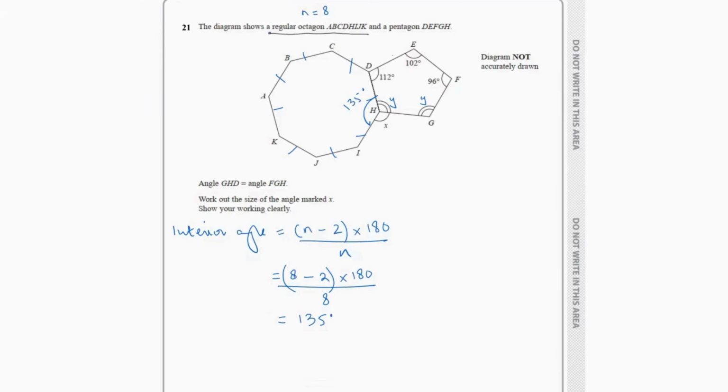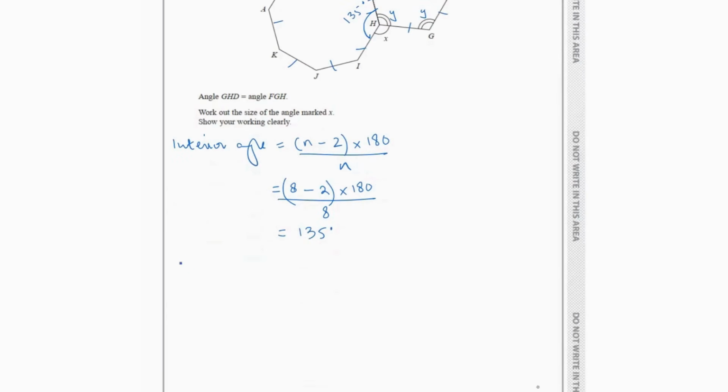Now the pentagon has 1, 2, 3, 4, 5 sides. So using the sum of interior angles formula, we're going to find the sum of interior angles of the pentagon. That's going to be (n minus 2) times 180. We're not dividing by n over here. So 5 minus 2 times 180 because we want the sum for the pentagon, not the octagon. That's 540 degrees.